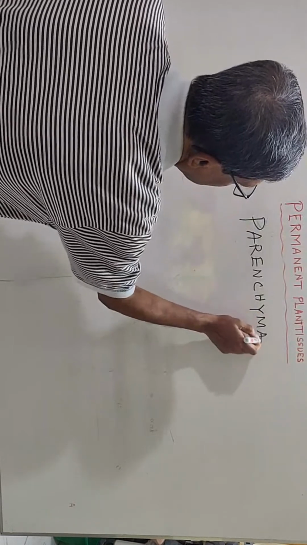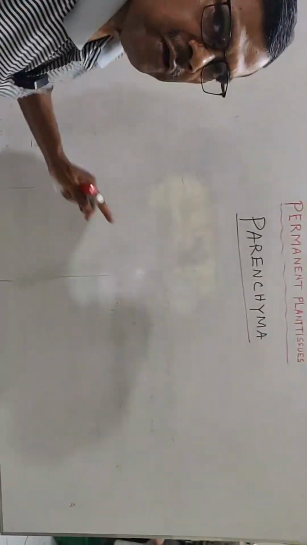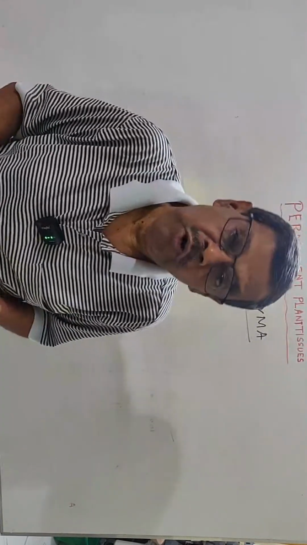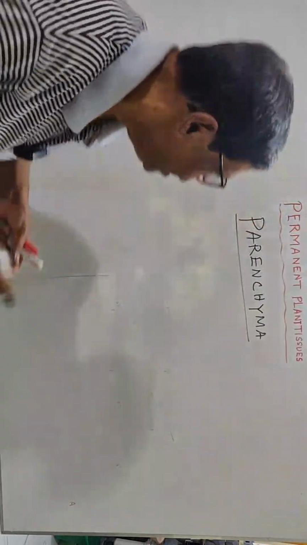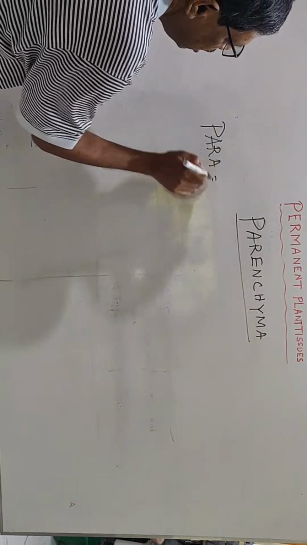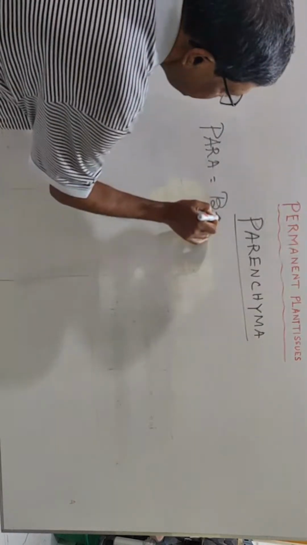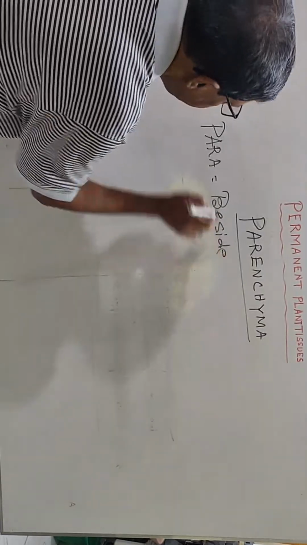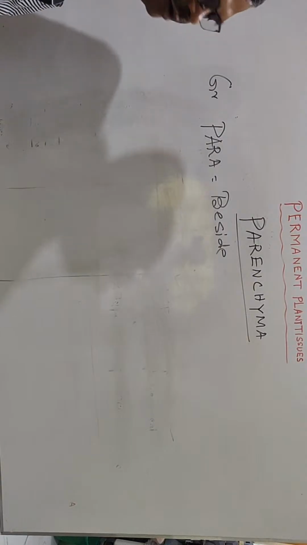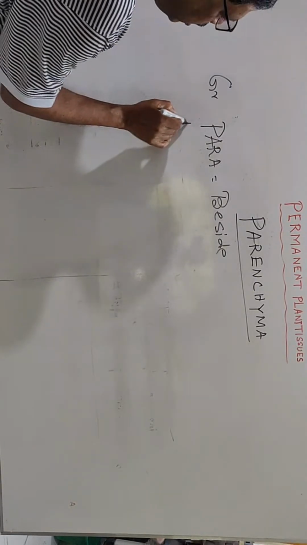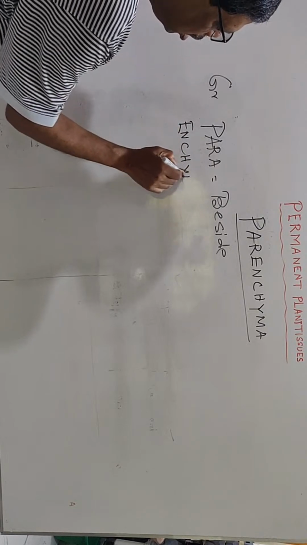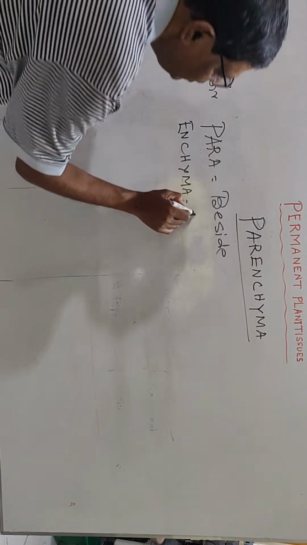Parenchyma. It is one kind of simple permanent tissue. So what is parenchyma? Para, Greek, para, you have to decide the meaning of para. Enchyma means infilling.